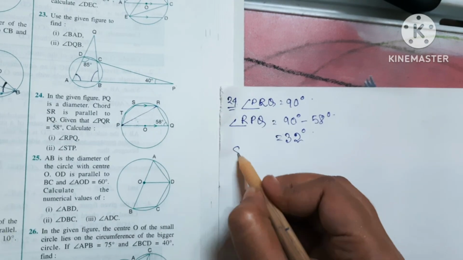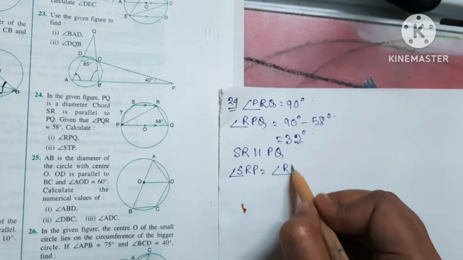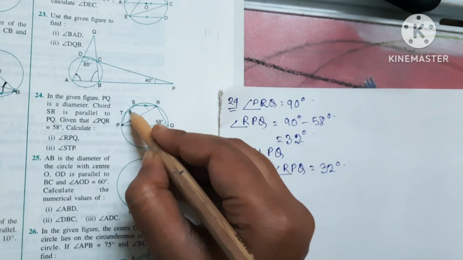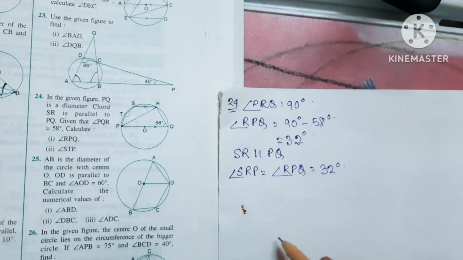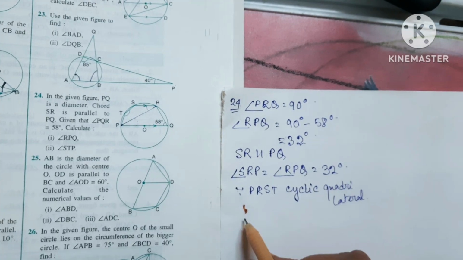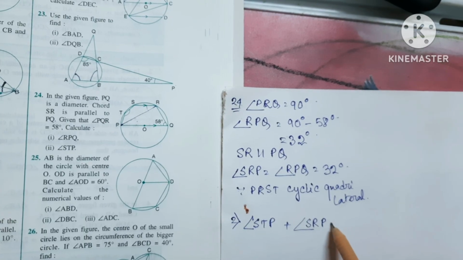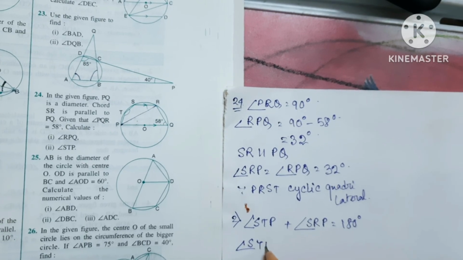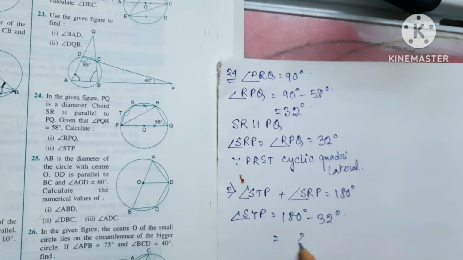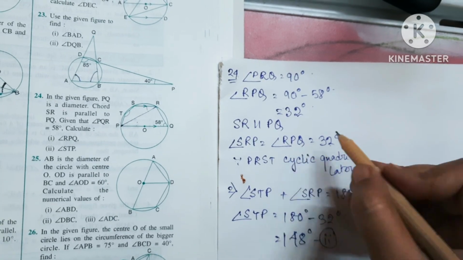Now see, since SR is parallel to PQ, that means angle SRP is equal to angle RPQ, that is 32, because they are alternate angles. Now, since PRST is a cyclic quadrilateral, that implies angle STP plus angle SRP is equal to 180 degree. So angle STP will be 180 degree minus 32, because SRP is 32. So that will be this one. This is the answer of 2 and this is the answer of 1.